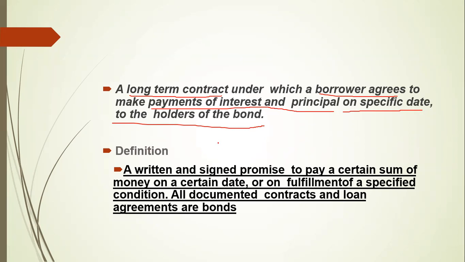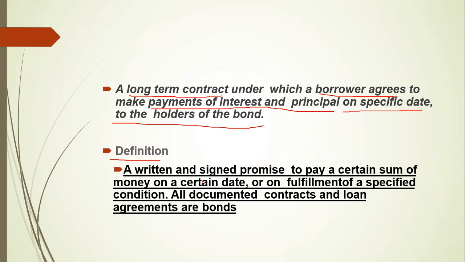So the important part is it's a long-term contract where a borrower agrees to make payment of both interest and principal, and the date is specifically mentioned, and he is paying it to the holder of the bond. Now let's see the definition.